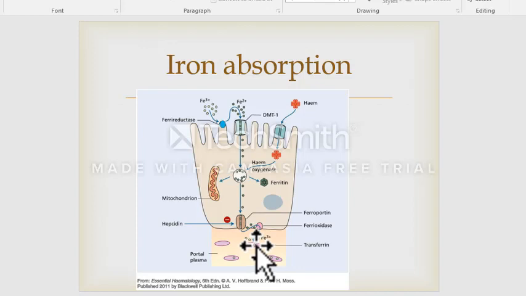Iron in the form of Fe3 is attached to this transferrin, but in the enterocyte, iron is present in the Fe2 form. So when this iron enters through this channel into the peripheral circulation on the basolateral surface of this enterocyte, there is an enzyme which is known as ferroxidase enzyme, which oxidizes this Fe2 into ferric form. So this ferric form of iron can be transported by this transferrin into various parts of our body.